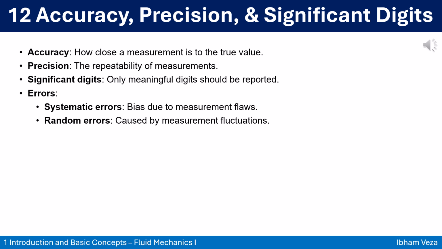Watch out for errors. Systematic errors happen because something's wrong with your setup, like a miscalibrated instrument. Random errors happen from unpredictable variations, like tiny fluctuations in readings. Knowing the difference between accuracy, precision, and error types keeps your answers realistic and trustworthy.